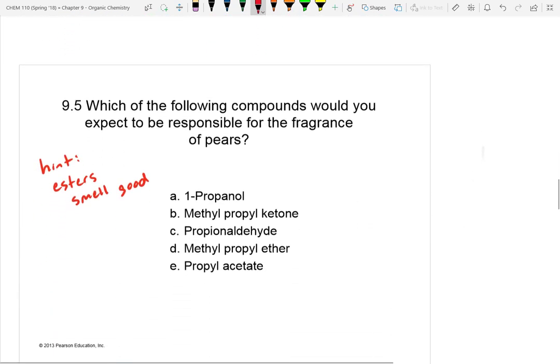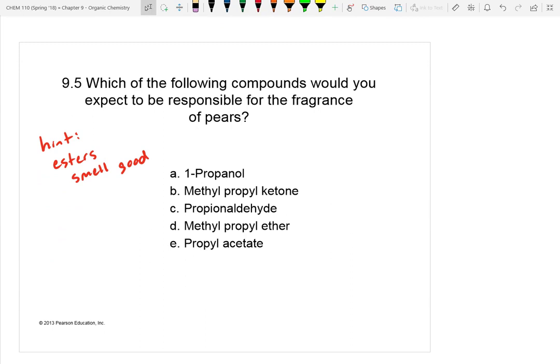Let's do the next one. Which of the following compounds would you expect to be responsible for the fragrance of pears? And then I give you a hint saying esters smell good. All right, let's look at the first one and do process of elimination. This has an OL suffix. So what's that going to be? Alcohol.